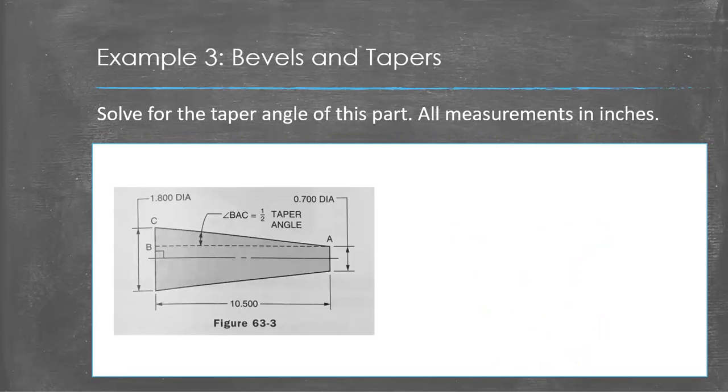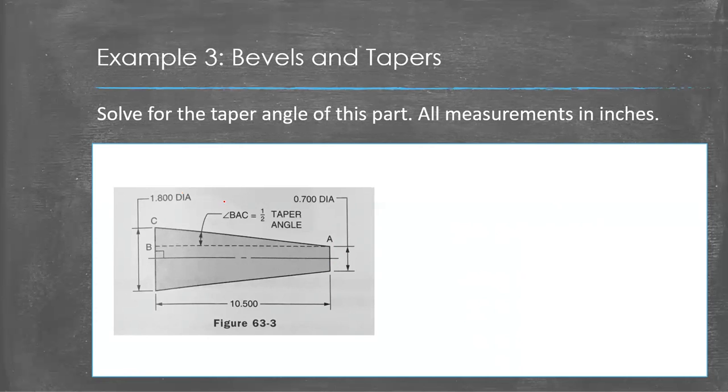The next example we're going to look at deals with a bevel or a taper. So here we want to solve for the taper angle of this part, and it tells us all of our measurements are in inches. So this would be kind of like a cone shape. We have a diameter of 1.8 inches on the far end. And then down over here, we have a 700 thou diameter on this end, and it tapers out to that.